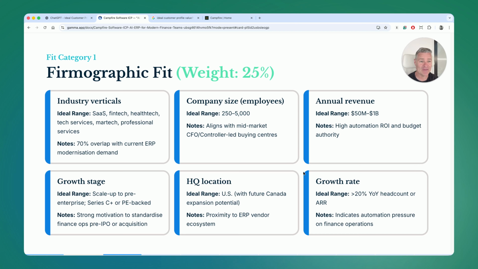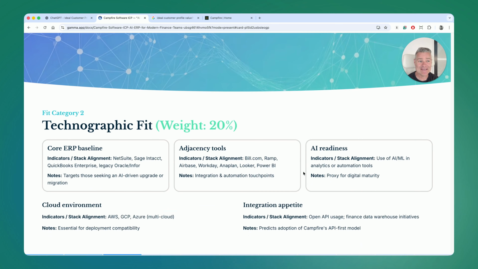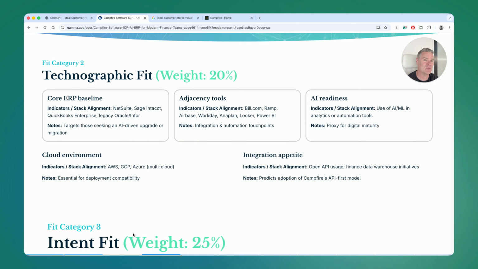So there's firmographics. Next one is your technographics. This is really good because if you know they're using Sage Intacct, well, they are a great prospect for Campfire. So these are the sort of technographics that give you a clue to a good customer. Adjacency tools, AI readiness, and you'll see some mentions here of Azure, Google Cloud. These are invaluable hints at where a good customer might be.